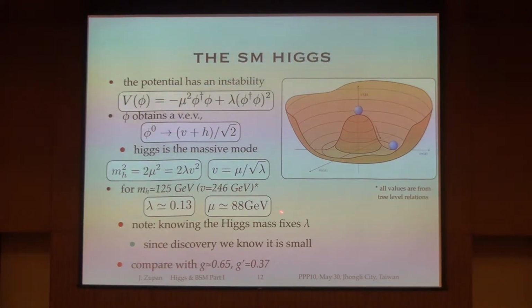Now if you plug in the numbers, it's actually interesting to look at how big these 2 fundamental parameters are. The quartic is 0.13. The mass parameter here is roughly 90 GeV, so that's the weak scale. We're talking about the 100 GeV scale. And the lambda parameter is small, no? It's 0.13. If you want to compare, let's say, to the weak coupling, this is 0.6. The hypercharge coupling is 0.3, and this is an even smaller number. So one thing we learned is that the quartic is small.